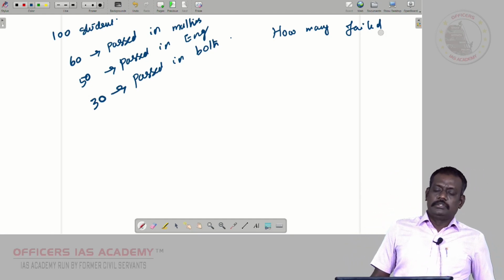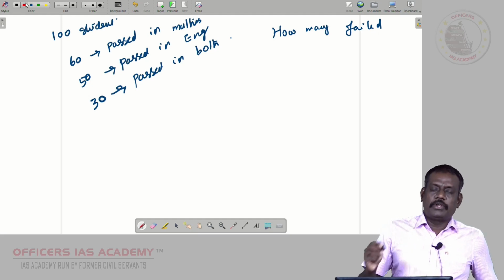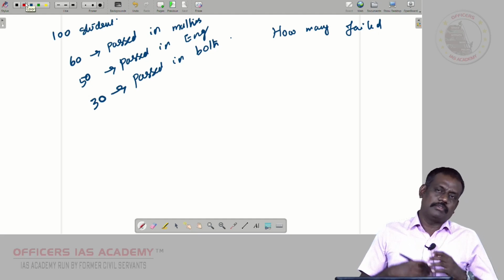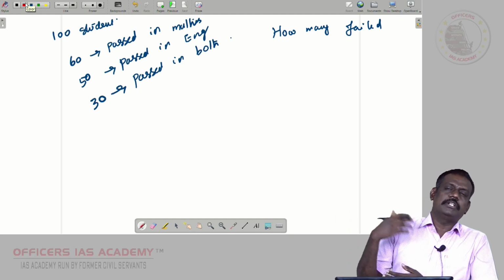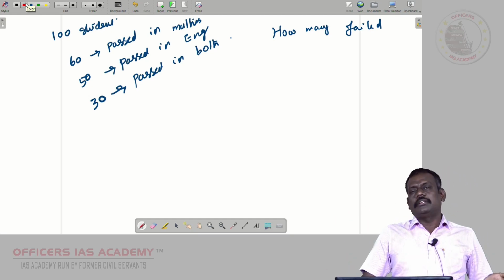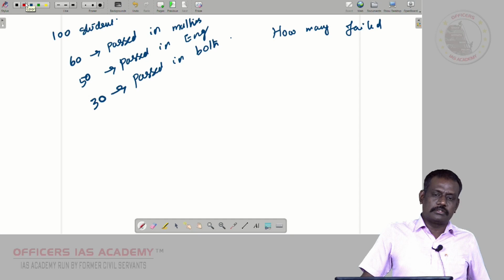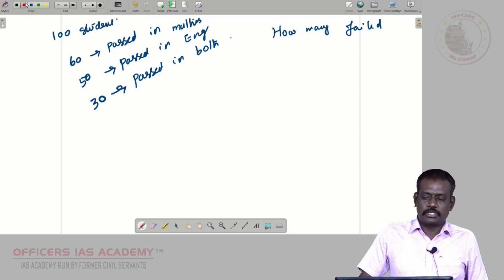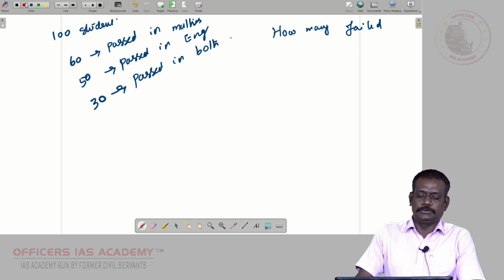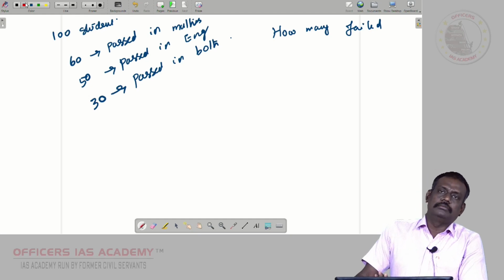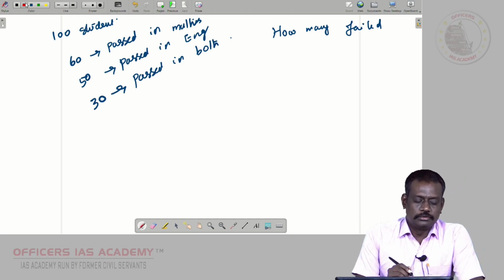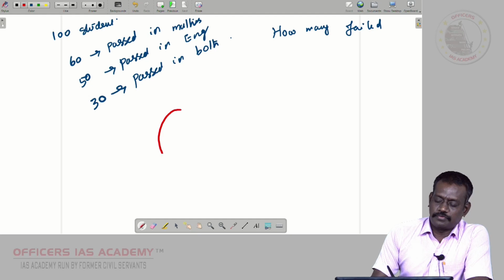Okay. So here, to find that out, we have the formula n of A plus n of B minus n of A intersection B, that is equal to n of A union B. So these things are not needed. Don't consider the formulae and all. Okay. So to represent this, just make use of the Venn diagram.